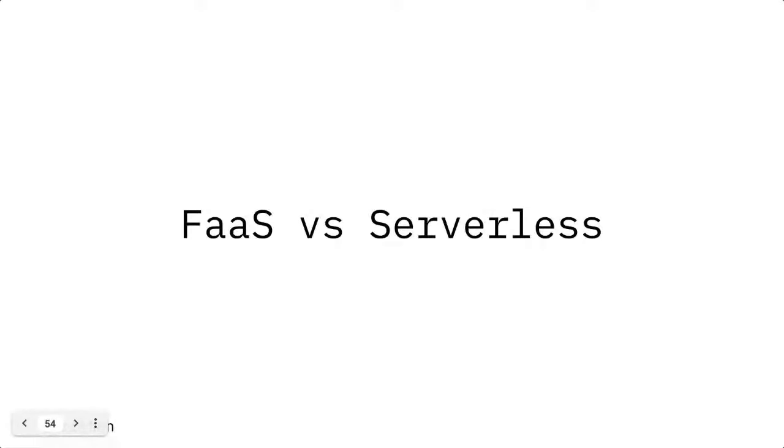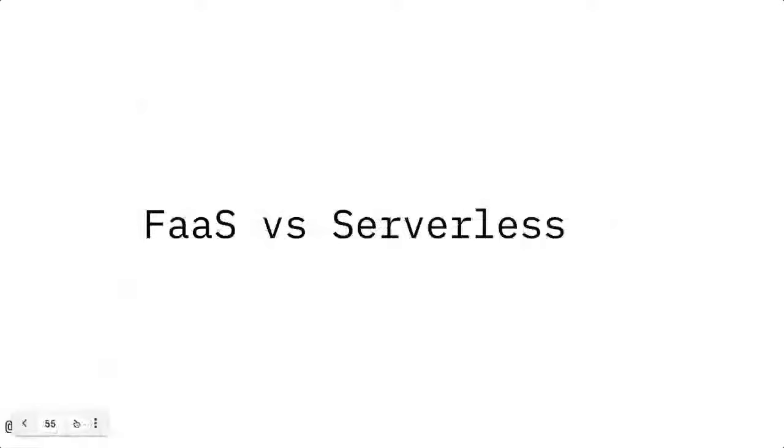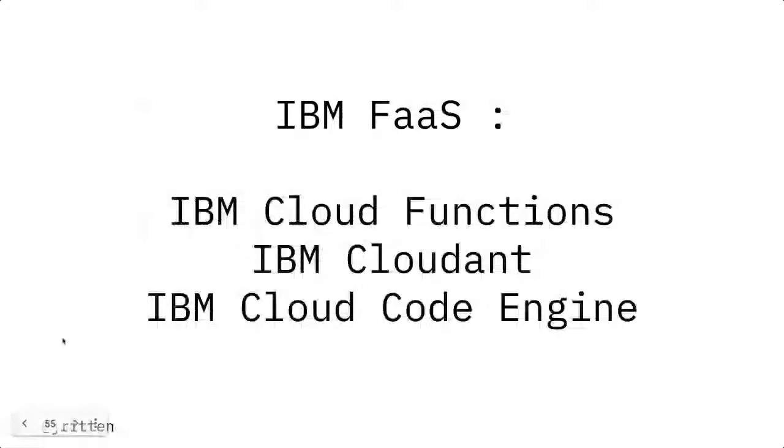Function as a service, on the other hand, is maybe the most central technology in serverless architecture. It's focused on event-driven computing in the application code or containers, right? And it only runs in response to events or requests. So when we're talking about IBM function as a service, what we're referring to is IBM Cloud Functions, IBM Cloudant, and IBM Cloud Code Engine.